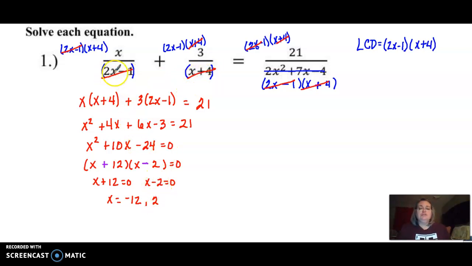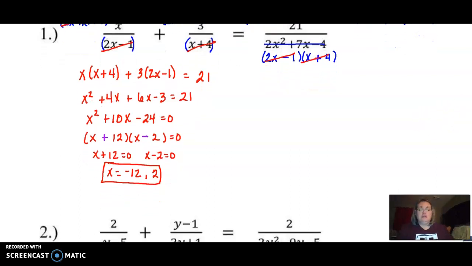2 times 2 is 4, minus 1 is 3, that's fine. 2 plus 4 is 6, they're both good answers. Remember, you're only eliminating an answer if it is equal to 0 when you plug it in. Okay, so the next one.